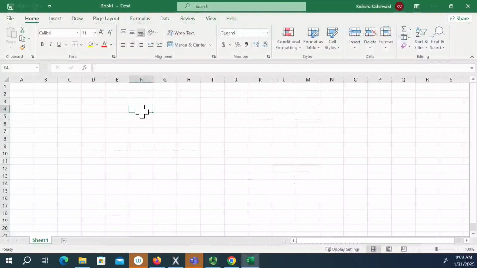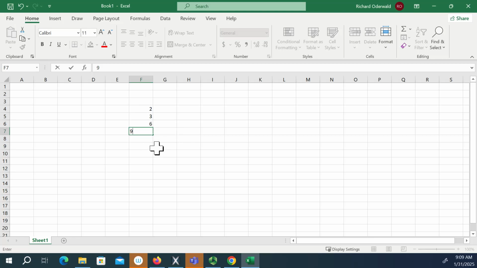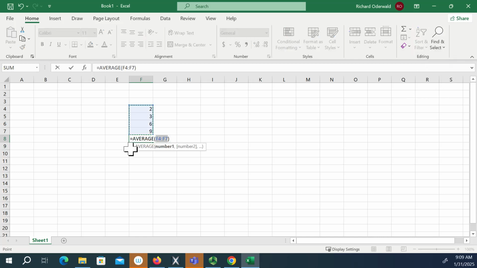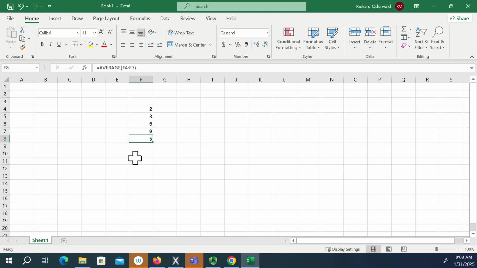We've got numbers 2, 3, 6, and 9. That's our sample of size 4. We need the average of that. And I'm going to use the fancy one. So the average of those numbers is 5. We need the distance of each number from the average.